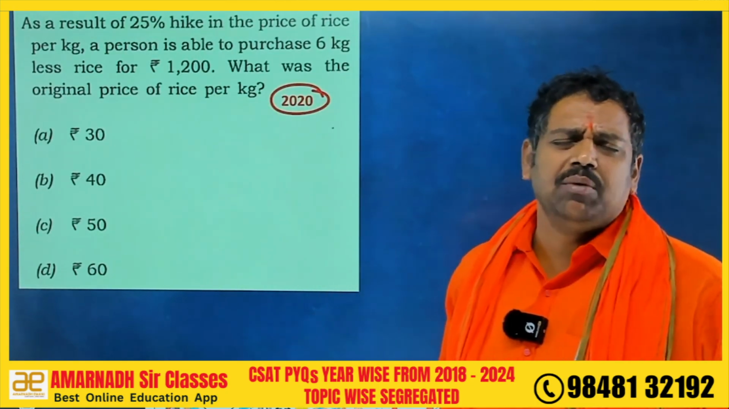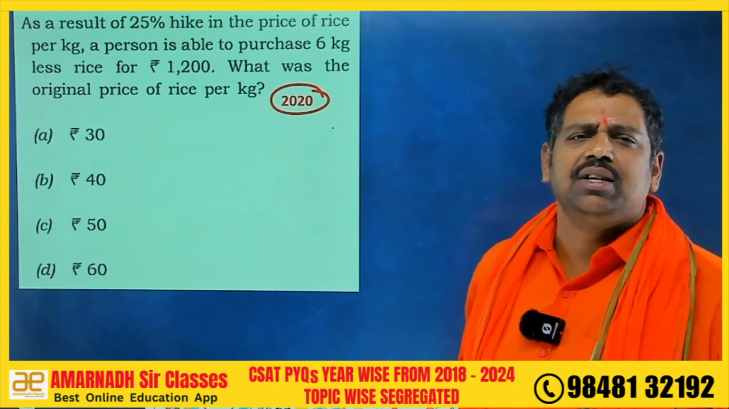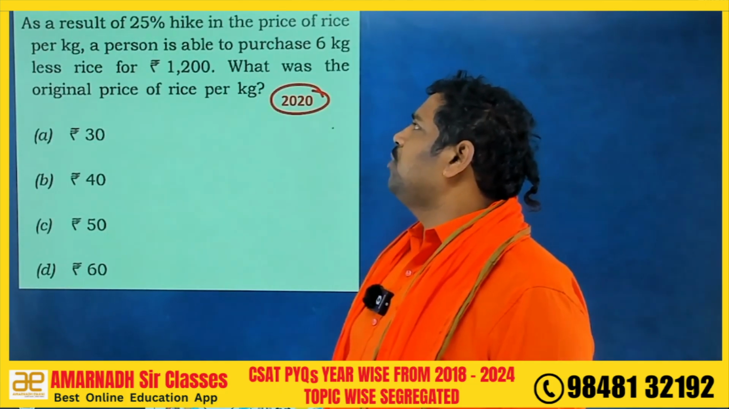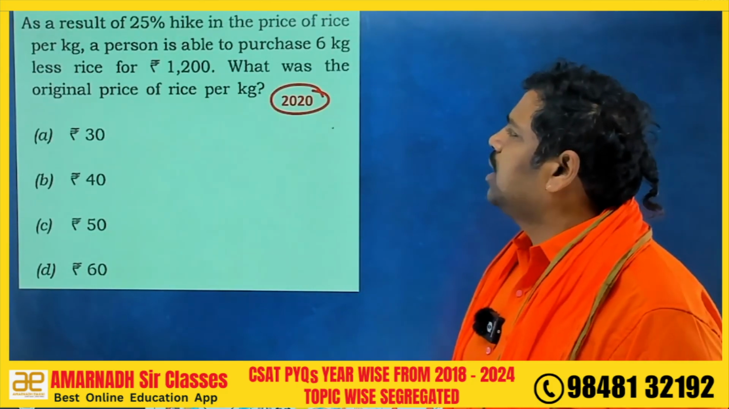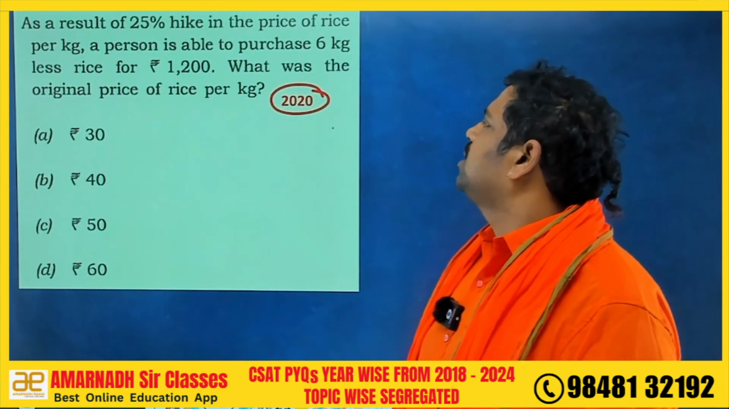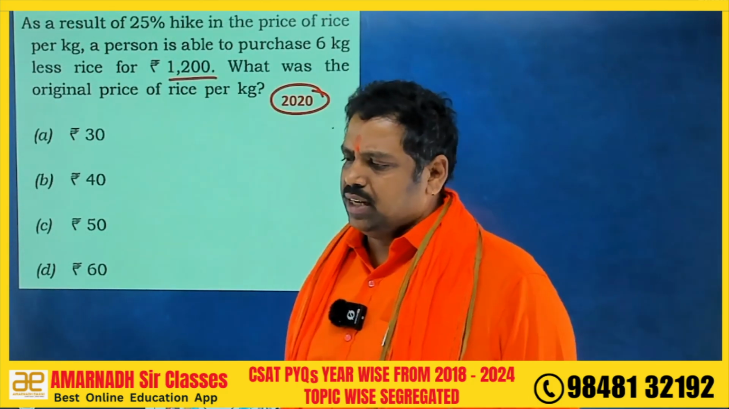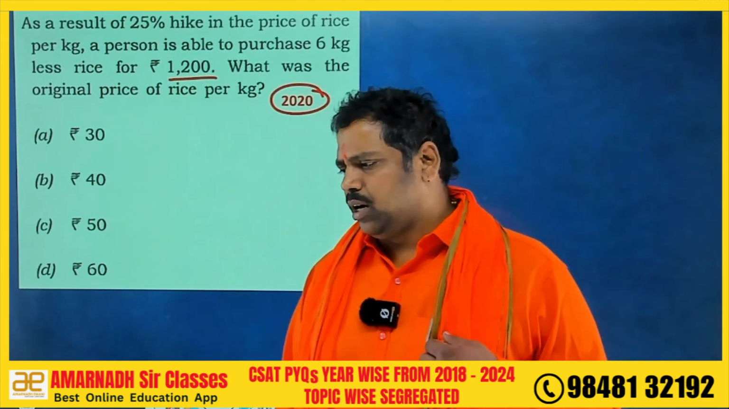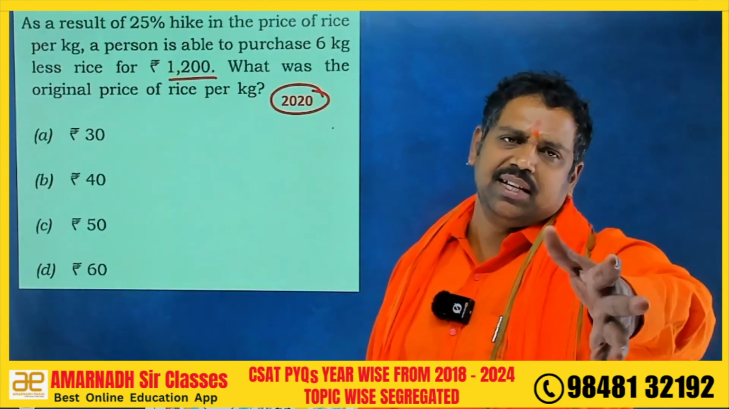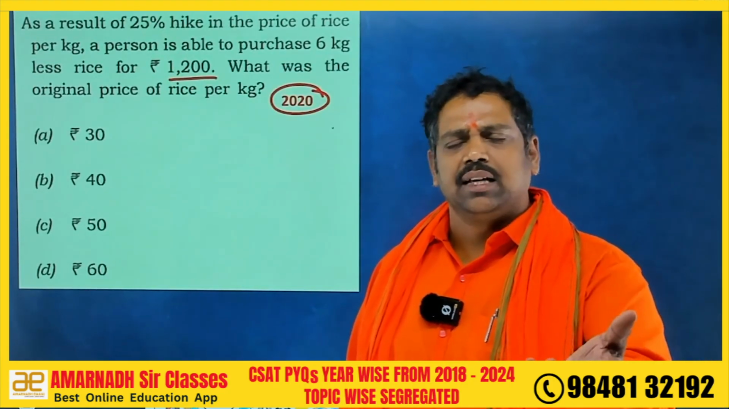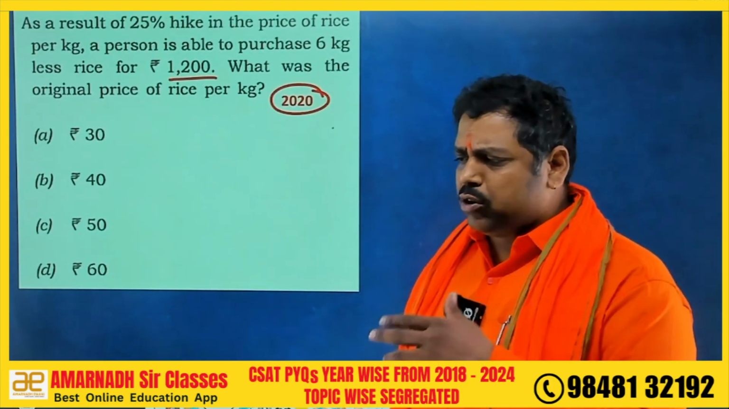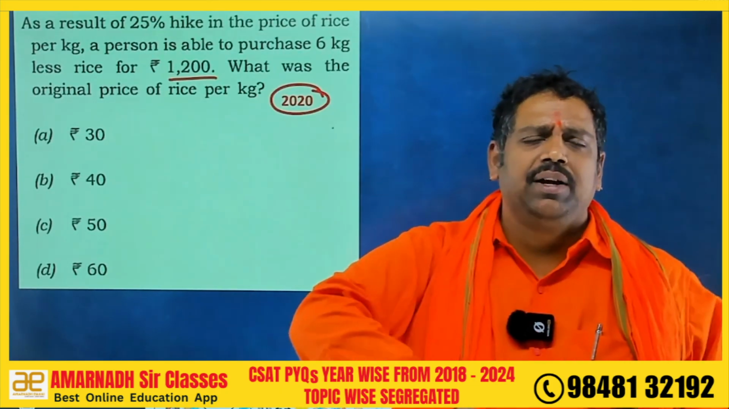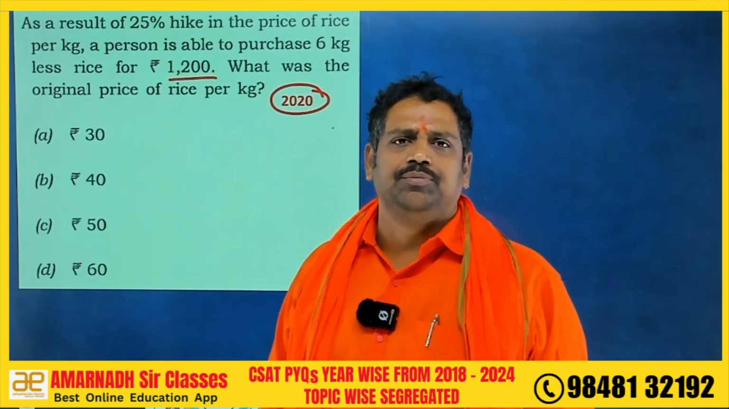This question we can work out in multiple ways. Okay. I'll give you one visualization. With that visualization, it will become very easy for you. As a result of 25% hike in the price of rice per kg, a person is able to purchase 6 kg less for 1200 rupees. Suppose I am the person, I went to a market. Today or yesterday I gave 1200 rupees to buy some kgs of rice. I asked him, he has given some rice. I thought today also the price is same. That's why I went to the same shop and gave 1200 rupees and asked him to give me the same amount of rice. But what happened?